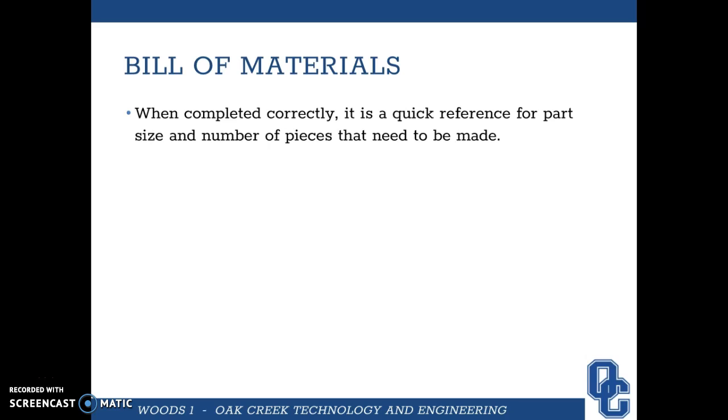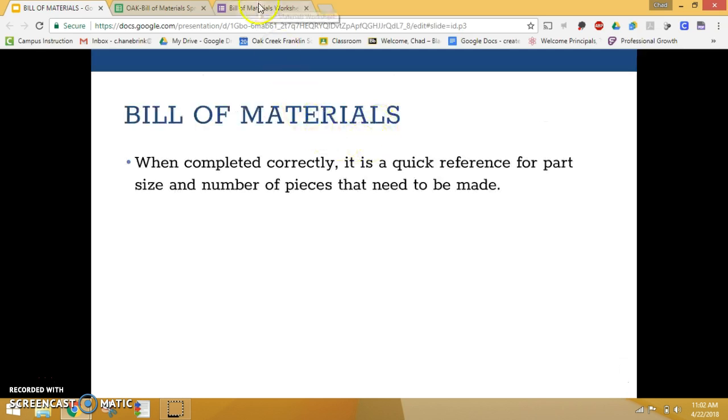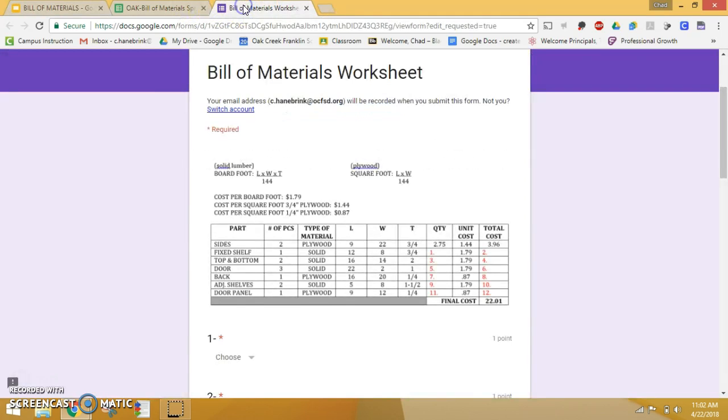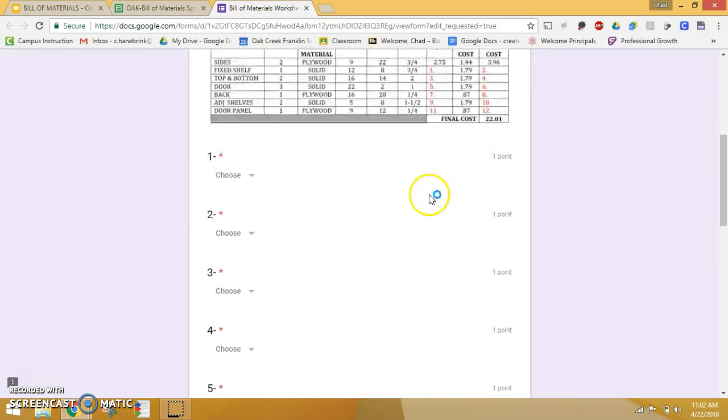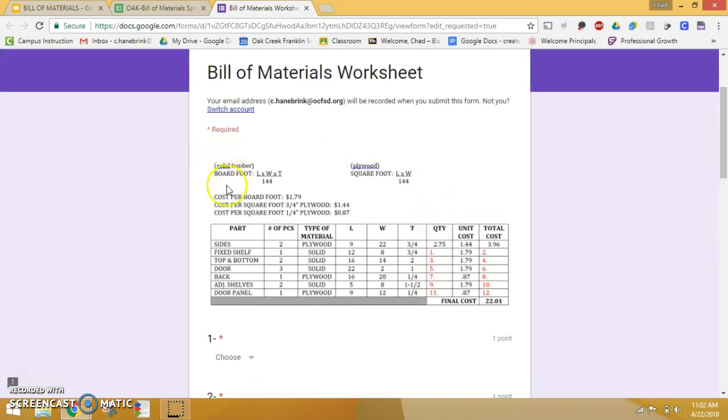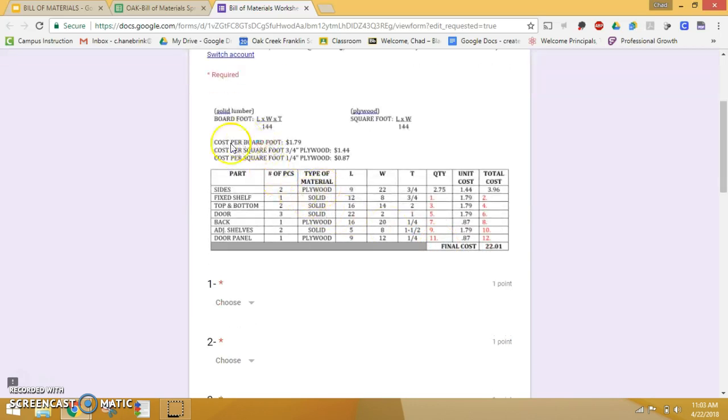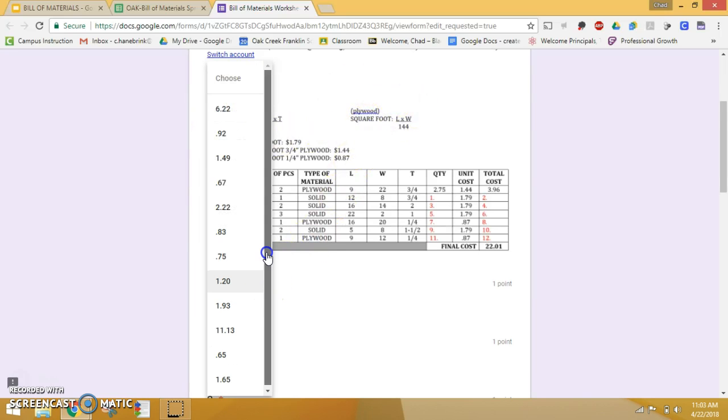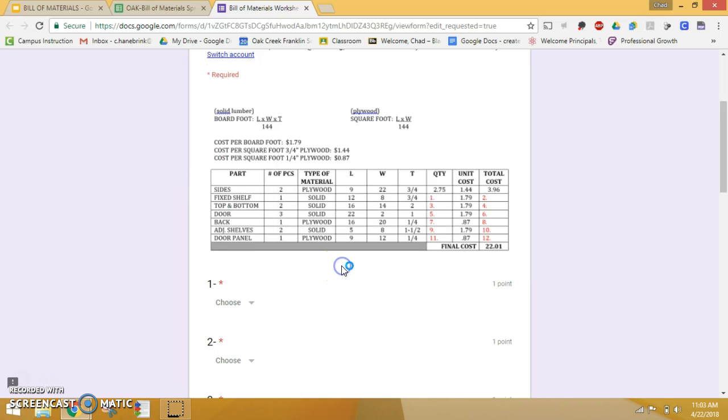So, what I'm going to have you guys do is in Google Classroom, you are going to check out this assignment that I posted in here. And it's just going to ask you to basically do what we just did here. It gives you all the costs of the material. It gives you the formulas and everything. All you have to do is select the proper numbers that go in there. So we'll go ahead and do number one real quick.